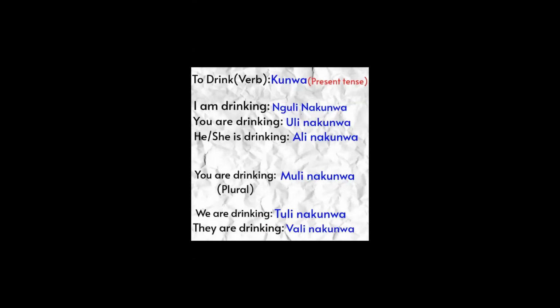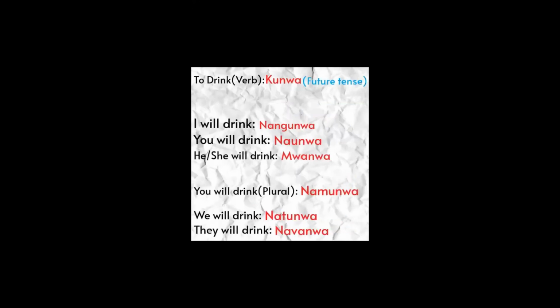Thank you. Then we come to kunwa, future tense. I will drink, nangunwa. The na always describes the future tense of a verb. So I will drink, or I am going to drink: nangunwa. Nangu kanwa is I'm going to drink or I'll drink.